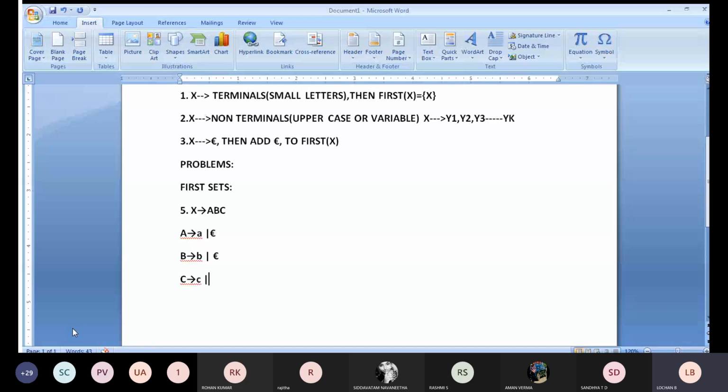Try to do it by yourself and tell me what final solution you are going to get. For C also epsilon I am giving. Epsilon is also terminal. A comma B comma C comma epsilon, sir. Yes, correct solution. A comma B comma C comma epsilon, correct.